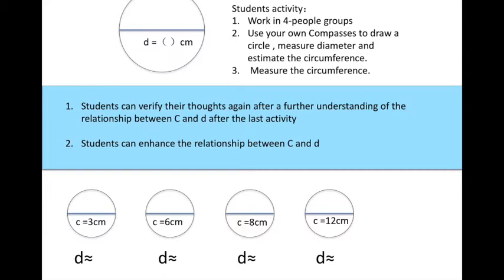After this activity, students will complete the exercise individually. In the last activity, they know the diameter and estimate the circumference, and in this exercise, the circumference is given and they should estimate the diameter. The aim of this activity is: 1. Students can verify their thoughts again after a further understanding of the relationship between circumference and diameter from the last activity. 2. Students can enhance their understanding of the relationship between circumference and diameter.